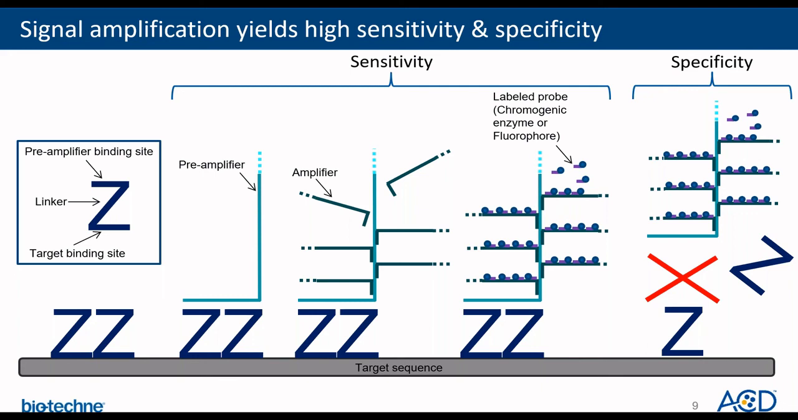On the other hand, if only one Z of a pair binds non-specifically to a sequence, the preamplifier will not be able to hybridize and the amplification tree will not form. As a result, no signal will be detected. The probe design and amplification system at ACD provide for high sensitivity and specificity of detection.